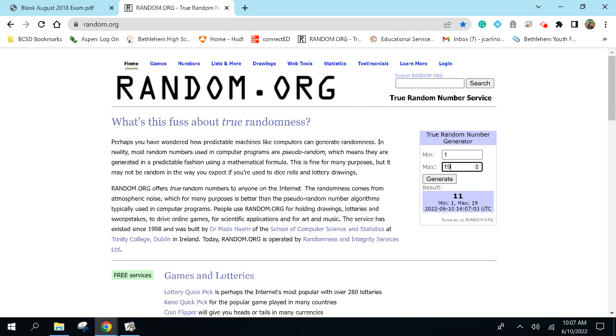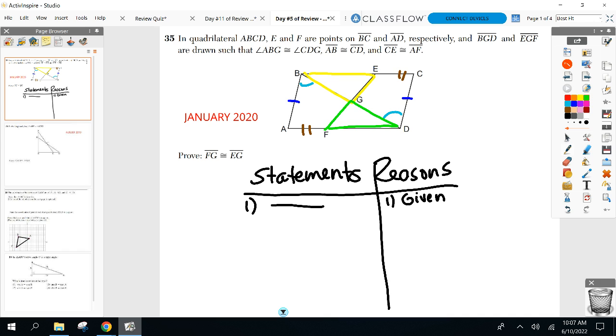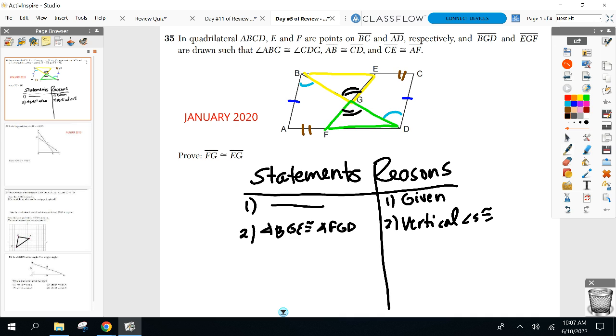Oh, 11. Yep, I got my vertical angles congruent. Don't need any givens for that. So angle BGE congruent to angle FGD. Vertical angles are congruent. If you want to keep track of your work, remember I always used to put an A there that says, hey, you have at least an angle now.